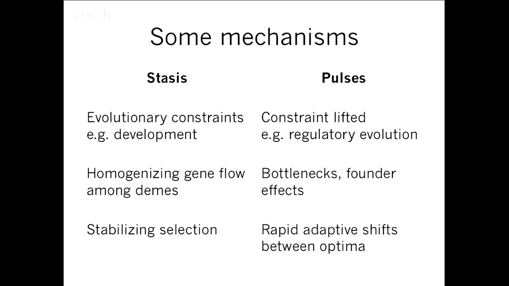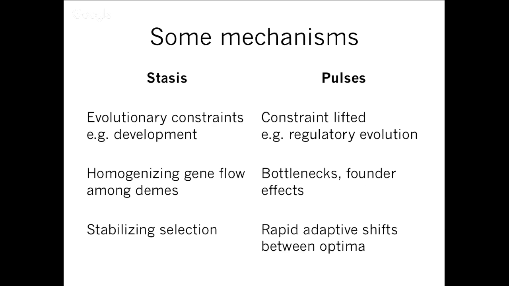And various mechanisms have been proposed for pulses. One thing about defining pulses that's difficult is pulses are sort of defined relative to some other evolutionary mode. Most commonly it's juxtaposed against stasis. And often when describing mechanisms, there's a mechanism that is constraining how freely a trait may evolve, and then something that is relaxing that constraint.